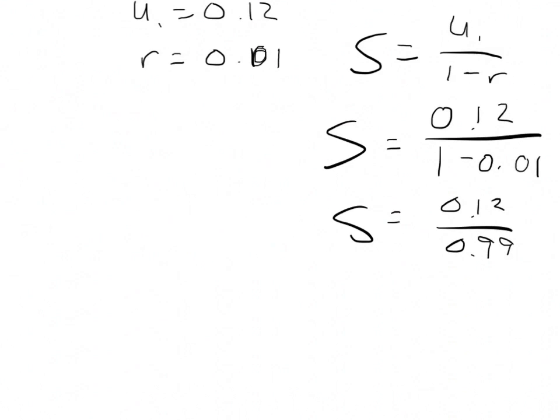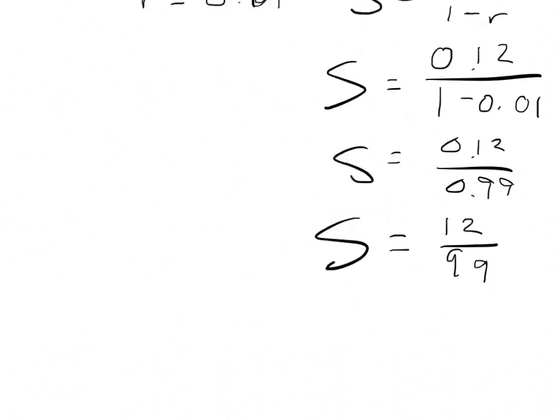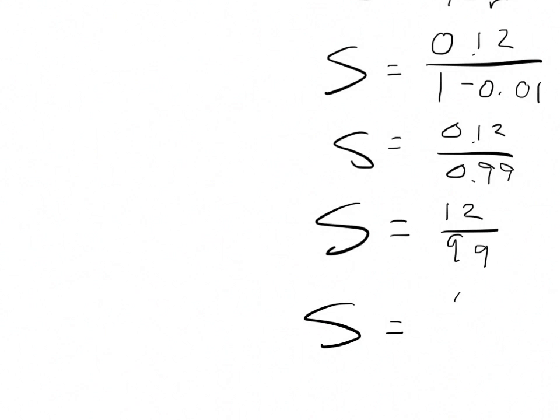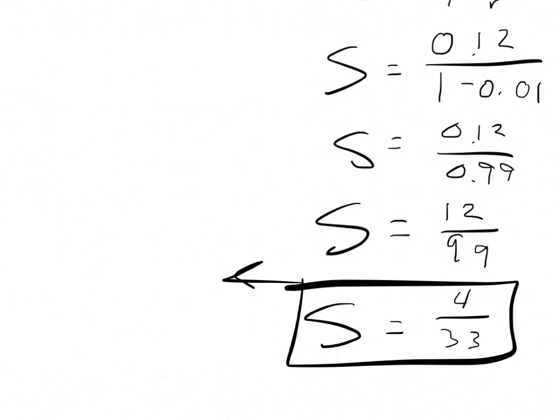And so if I move the decimal place in both of those, I end up with 12 over 99. Both of those can be divided by 3, and so your final simplified answer ends up being that it's 4 over 33. 4 over 33 is equivalent to 0.12 repeating.